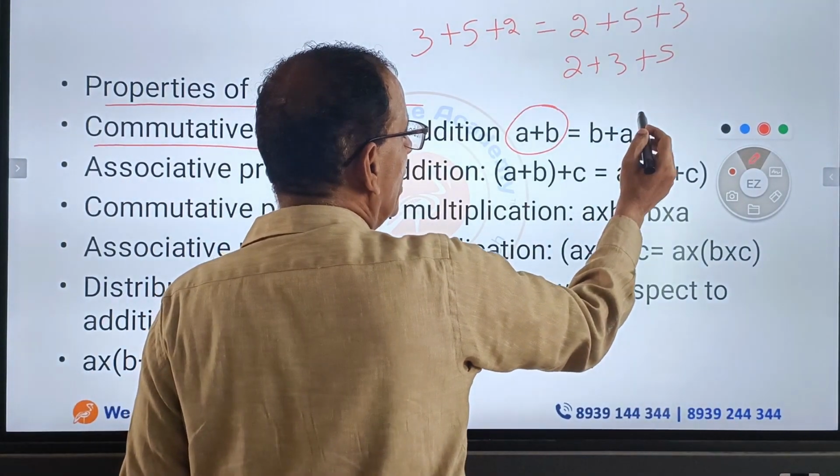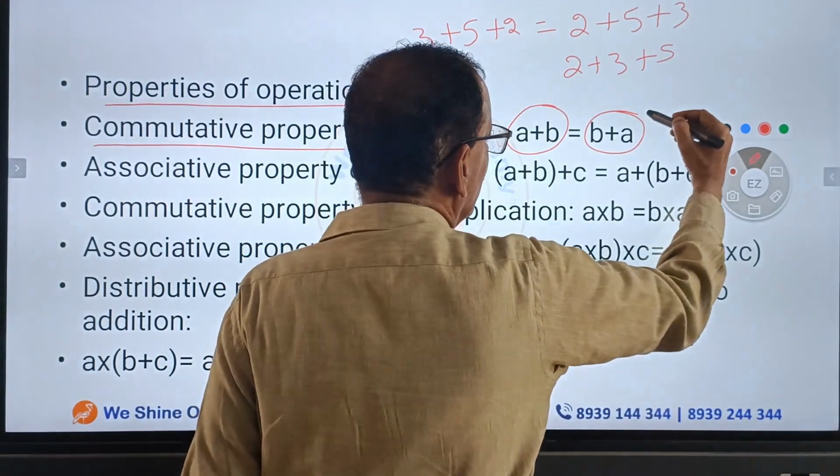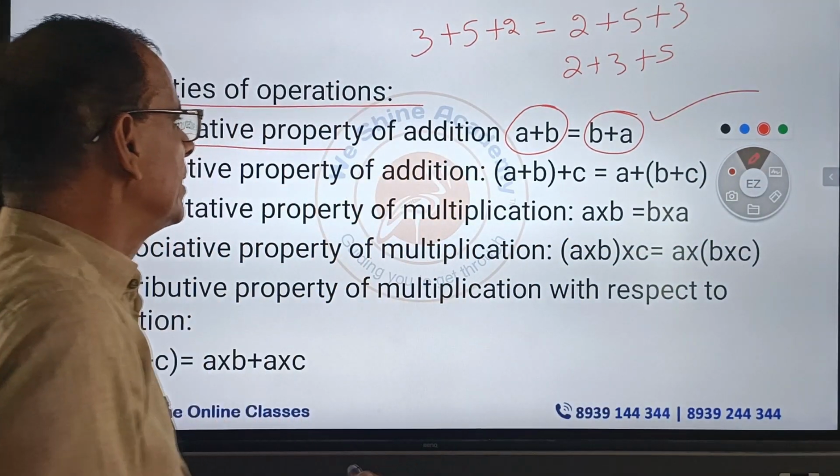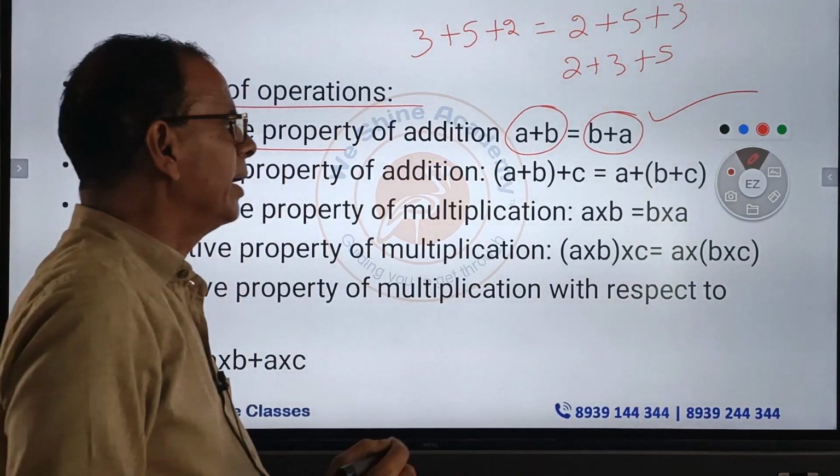Similarly, A plus B or B plus A. A has gone there, B has come here. Then also the value will not change. That is called the commutative property of addition.